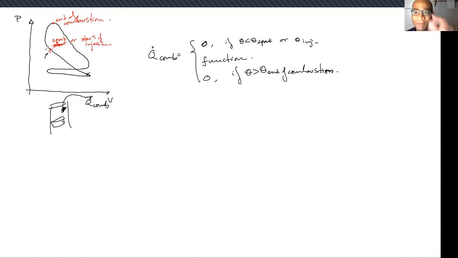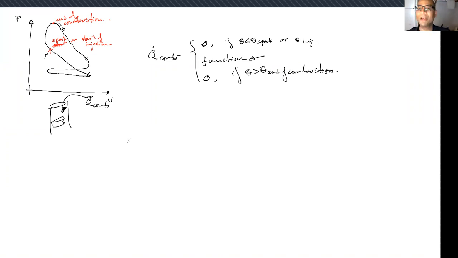Stop the integration, note down the pressure and work, and then restart with a different function that contains this term here. Then you integrate from there until the end of combustion, and then you stop the numerical integration again. You note the pressure and the work, and then you restart the integration with only the heat transfer term, until you get to opening the valve, and then you switch to the open system and so on.